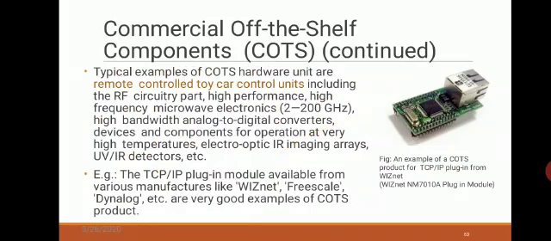One example of COTS, as I just told you, is a Wi-Fi module. Another example is remote control toy car control units. This module contains the RF circuitry part, high performance and high frequency microwave electronics, high bandwidth analog to digital converters, components for operation at very high temperature, electro-optic IR image arrays, UV detectors, etc. So this single COTS module has so many peripherals built on it.